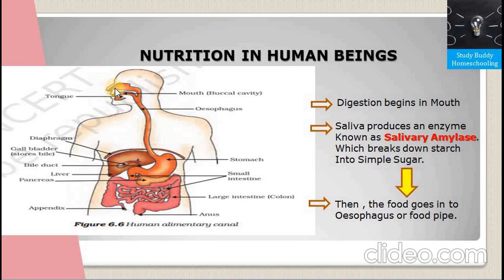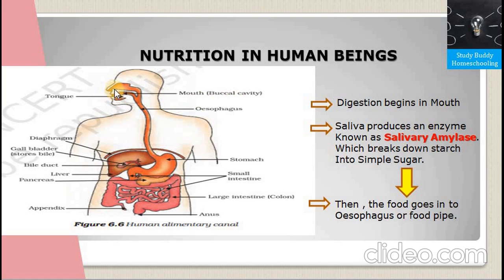That's why we say we should not just swallow the food. We'll have to chew the food nicely with the saliva being mixed nicely. That helps in better digestion. So your first step of digestion begins in the mouth, where your saliva plays a very important role. Saliva contains an enzyme called salivary amylase. So the digestion first begins in mouth.